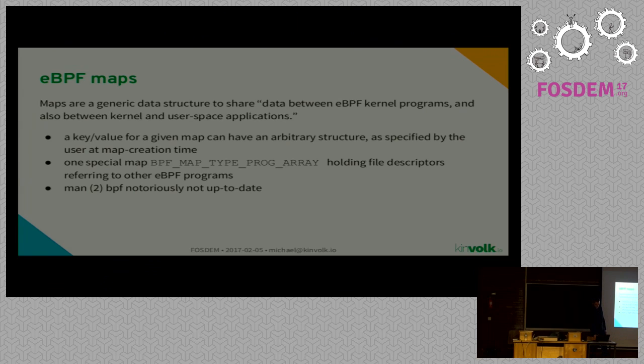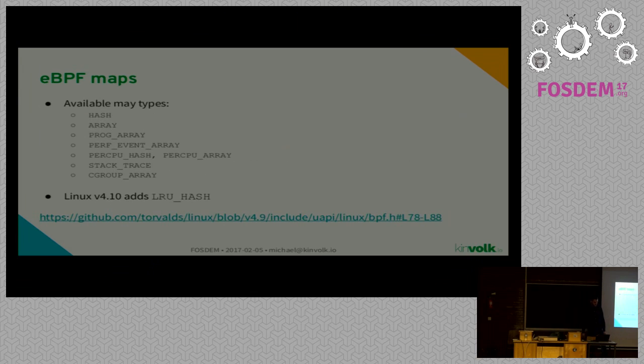Yeah, that's the list of existing maps right now. We have a hash, which actually works like you would expect from a hash or a map, key value. We have an array, and then we have different types for special use cases.